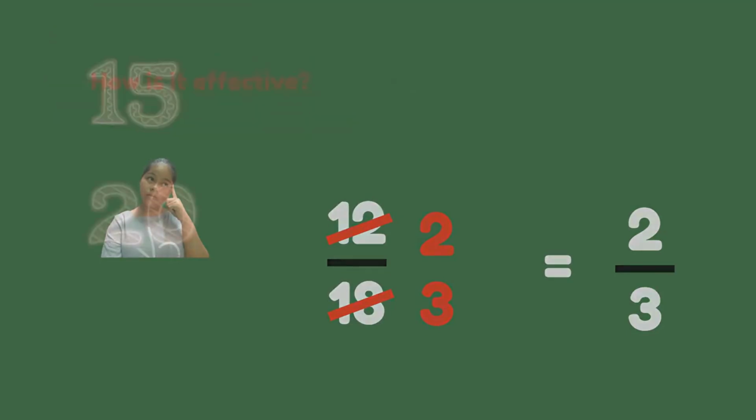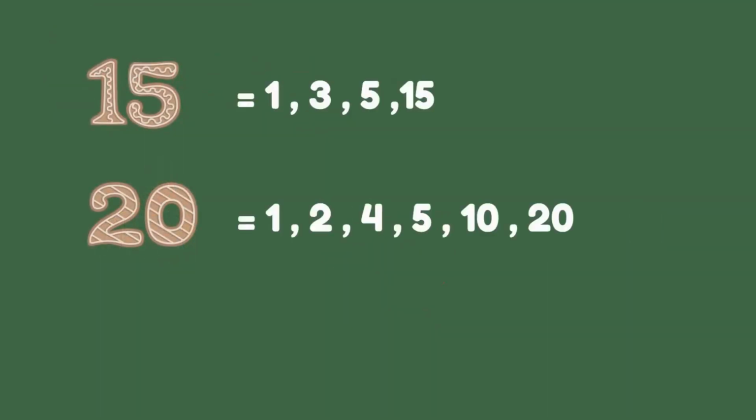Now, let's do some exercise. Firstly, we will find the factors. Then spot the common factors. And last but not least, find the largest number, which is 5. So the greatest common factor of 15 and 20 is 5.